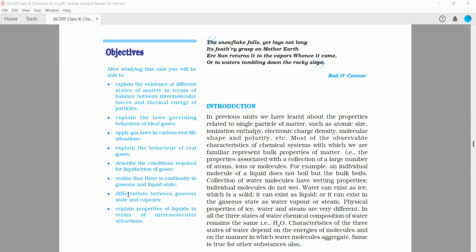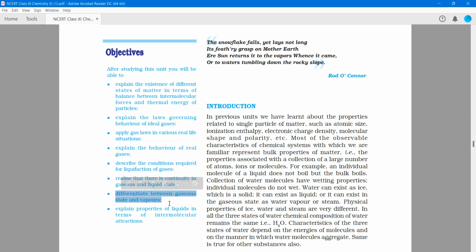So until now, many of you might think that gaseous state and vapors are the same, but after reading this chapter, you will get to know that gaseous states and vapors are different, and in what ways they are different will be learned from this chapter. And this chapter will also explain the properties of liquids in terms of intermolecular attraction. Actually, all these states of matter will be dealt with through intermolecular attractions between the particles only.